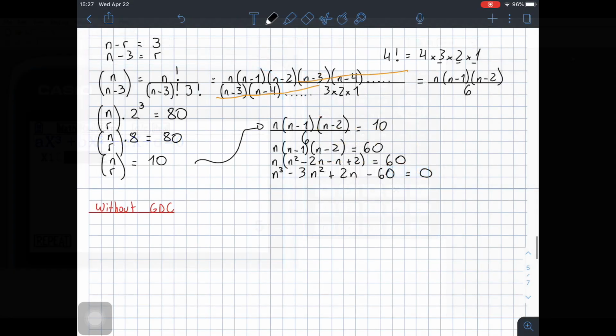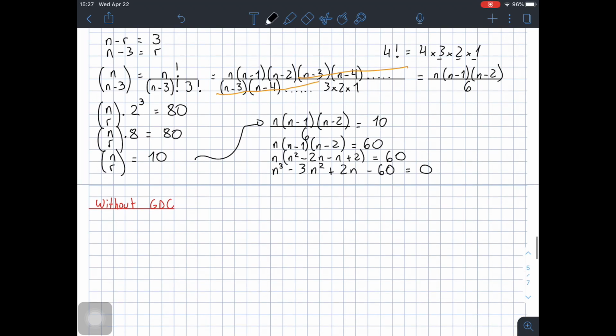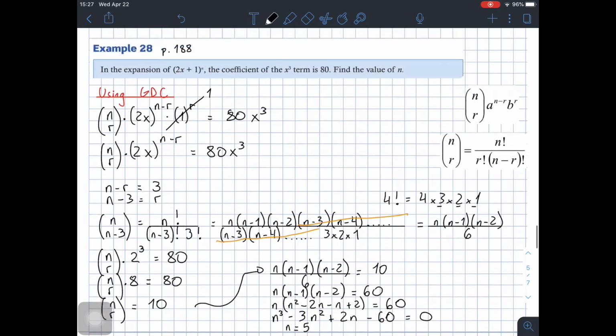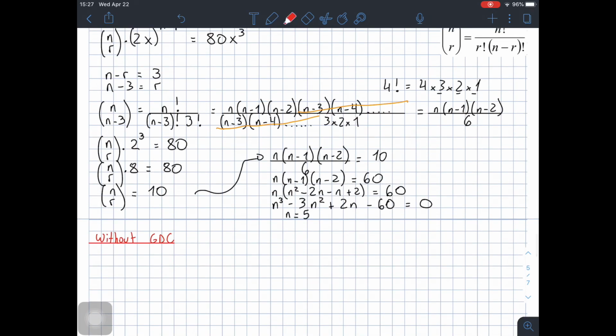So if we go back to the electronic assignment now, we will get the value n equals 5. And the question was find the value of n, so there you have. This is the answer, n equals 5. So this is a tough exercise, people.